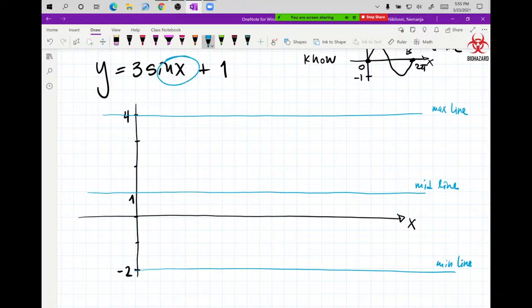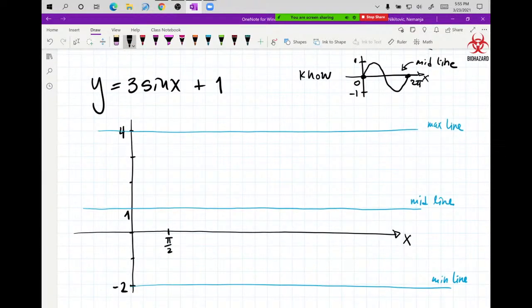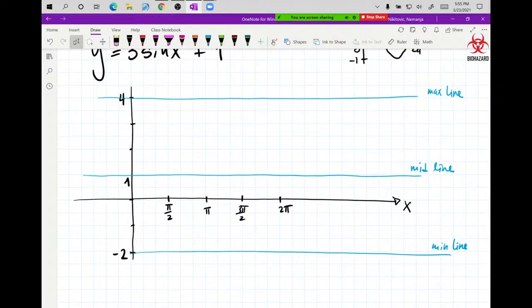Since I don't have any shifts left and right and period changes, I can use my standard divisions. So we can use 3 squares for pi over 2, 6 squares for pi, and then 3 pi over 2 and 2 pi. Now, you can't draw off of the black line because that's not your midline now. Everything is shifted up 1 unit. You have to start at what a new origin is, right? It's no longer 0, 0. Now it's 0, 1 because everything is up.